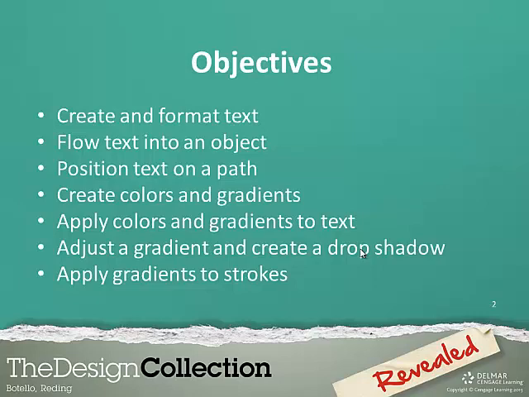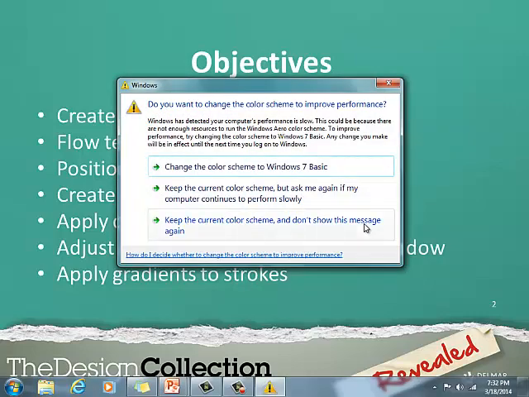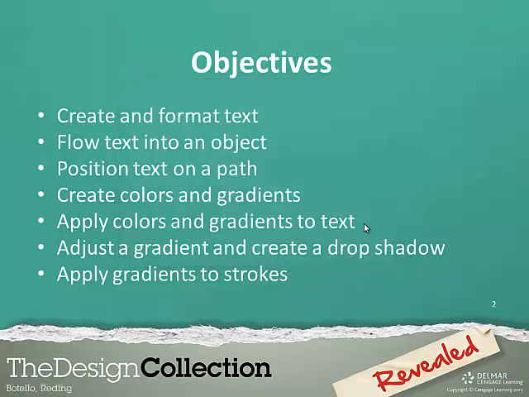This chapter talks about creating text and gradients. In the chapter, you're going to learn how to create and format text, flow text into objects, position text on a path, create colors and gradients, apply colors and gradients to your text, adjust a gradient, and create a drop shadow and apply gradients to strokes.